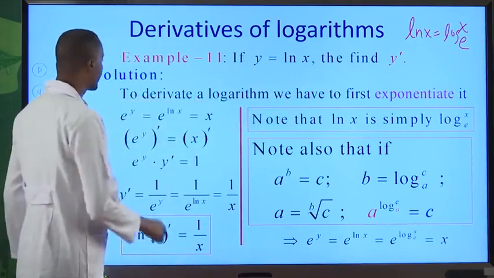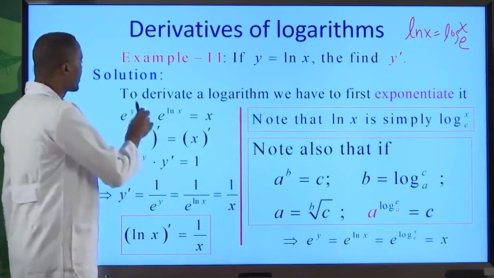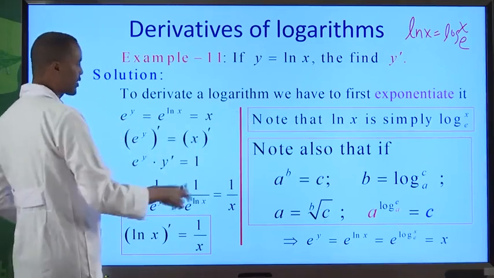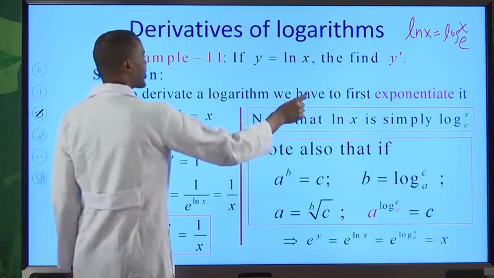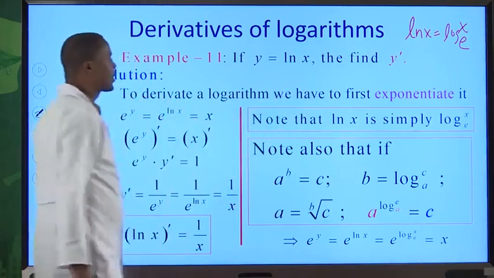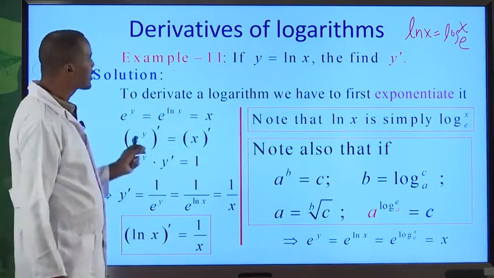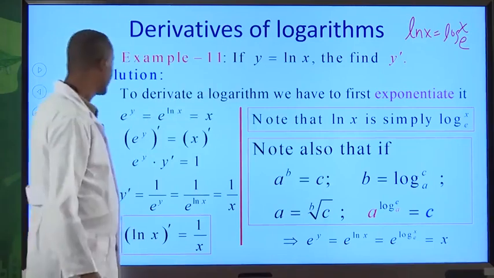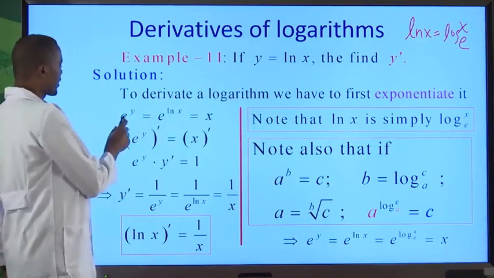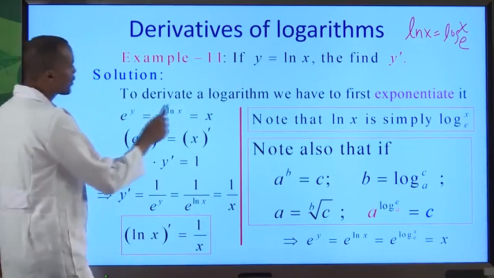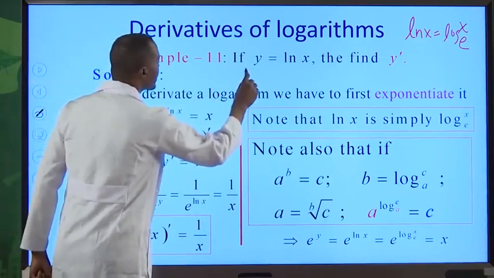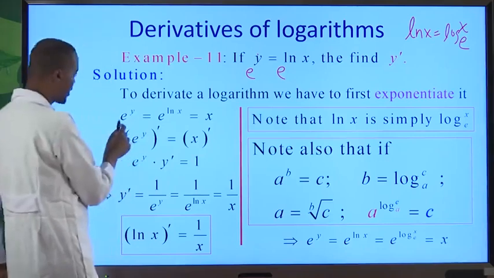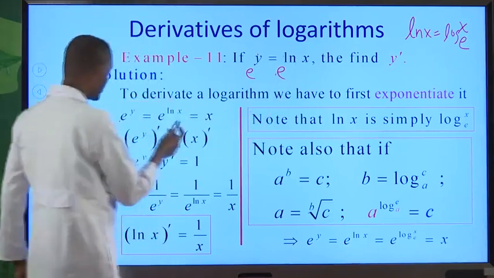The way I should do it is to differentiate logarithmic functions, because logarithm and exponential functions are inverse to each other. I have to first exponentiate my logarithm. To exponentiate a logarithm means to convert my logarithmic expression into its exponential counterpart. So I make e to the power of y equal to e to the power of ln x. E to the power of y is e to the power of y. E to the power of ln x is e to the power of ln x.